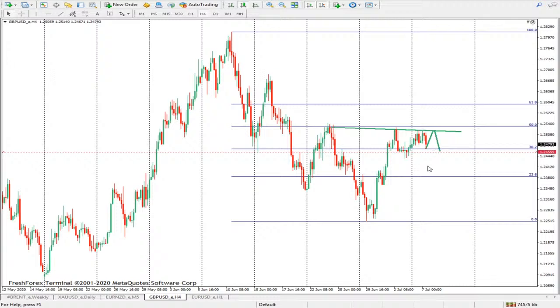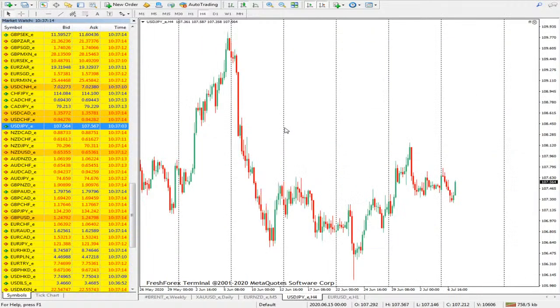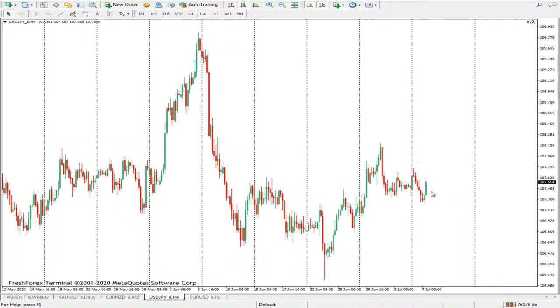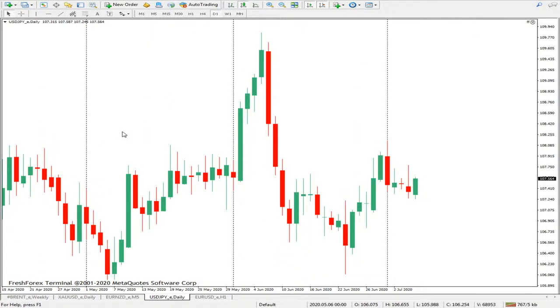If it goes below, we'll expect a break below 23.6%, where if it breaks below, we'll expect even more movements to the lower side. So the next, USD JPY. This chart looks like it's upwards, but if you check the daily chart, you can see that we actually had a sell pin bar. Look at this candle here. This is a very good support.